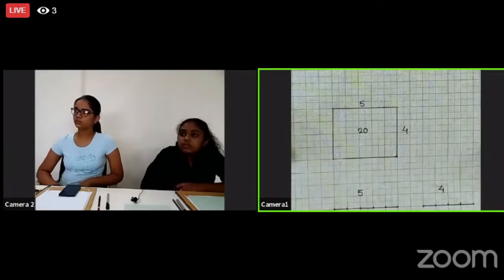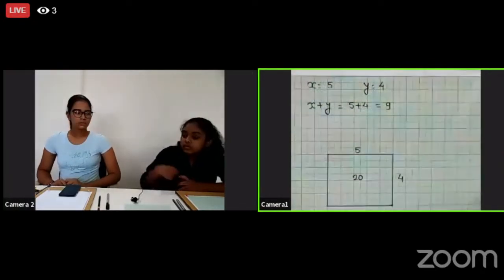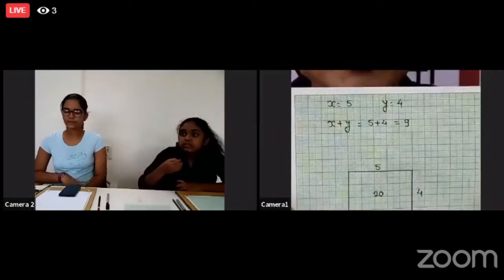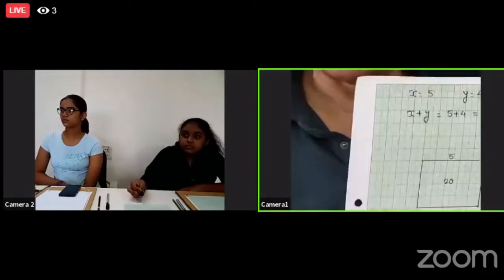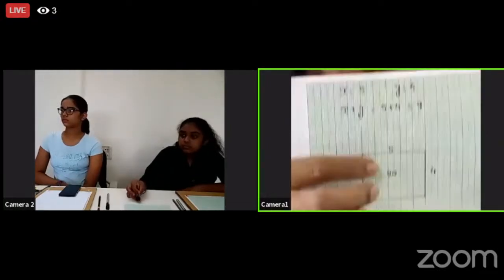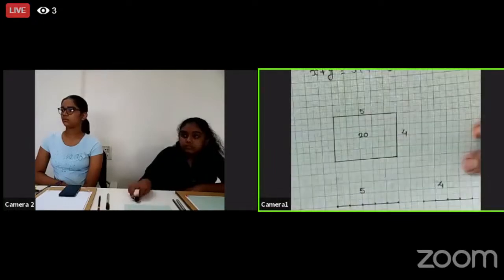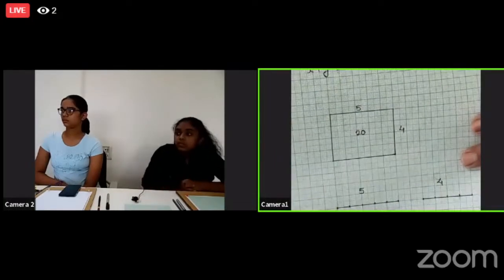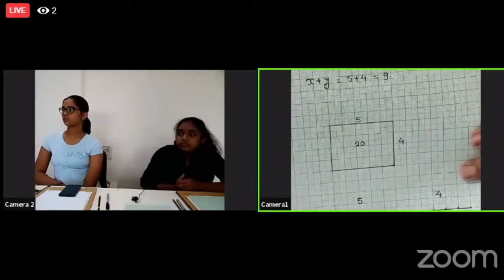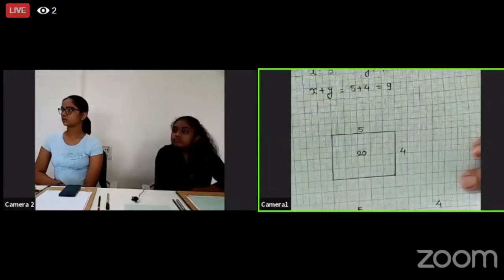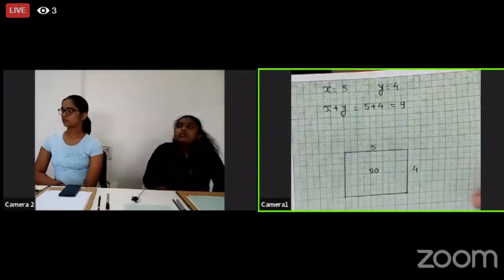And 5 into 4 is a rectangle with 5 on one side and 4 on the other side. So 5 into 4, what is it? 20. So where is the 20 here? The 20 is these little squares here. 1, 2, 3, 4. 4, 4, 4, 4, 4, 5 times. That is 20. That is the area of the rectangle.